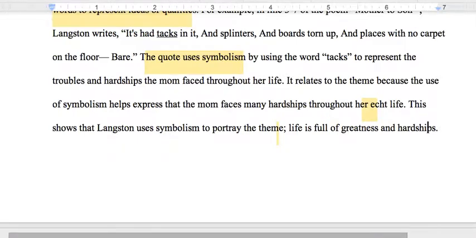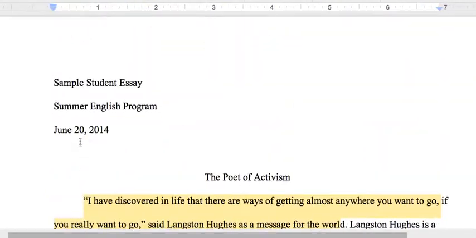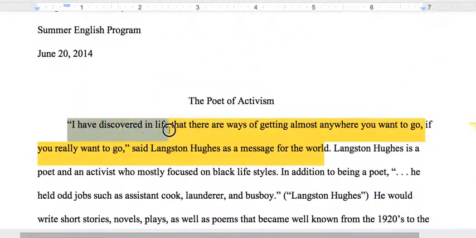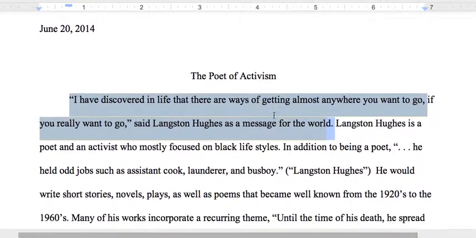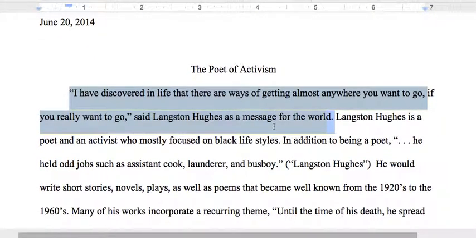The hook is a quote. So you have, "I have discovered in life that there are ways of getting almost anywhere you want to go if you really want to go," said Langston Hughes. I mean, this is a beautiful hook. It's a really great way to start off the paper with a quote from this particular poet.